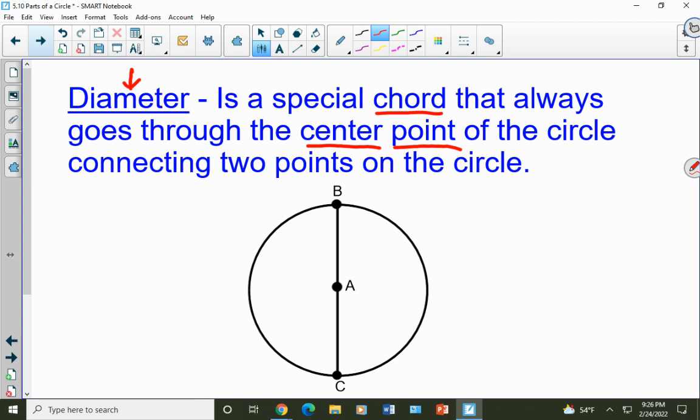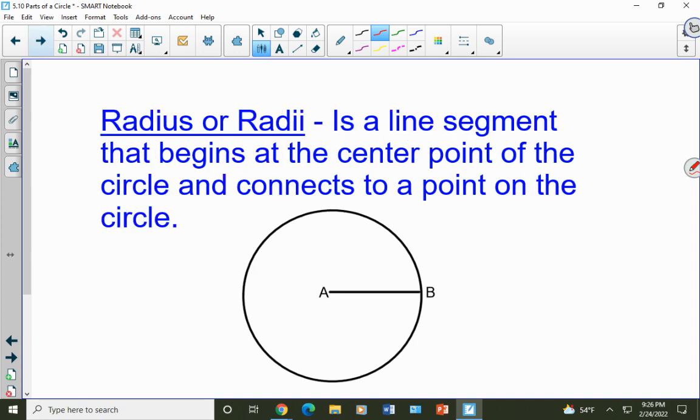Right? The next circle part that we need to know is called a radius. Now, a radius starts at the center point and goes out to a point on the circle. Okay? The radius starts at the center point and goes out to a point on the circle. So, line segment AB in this circle is a radius.